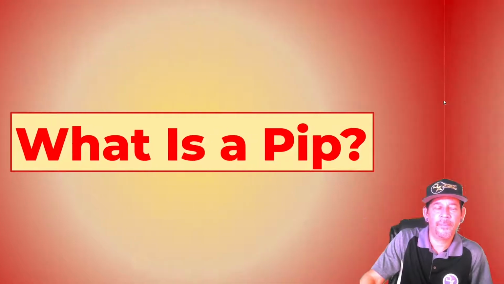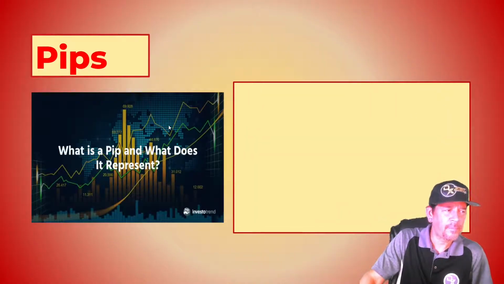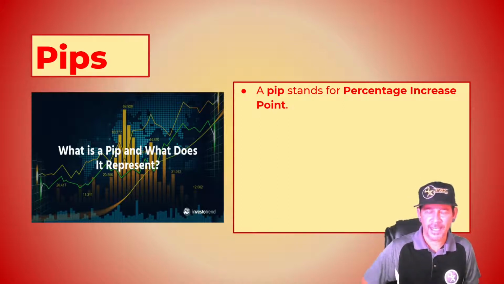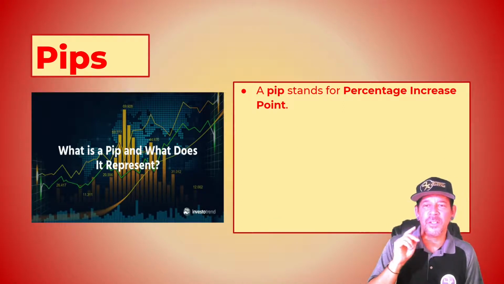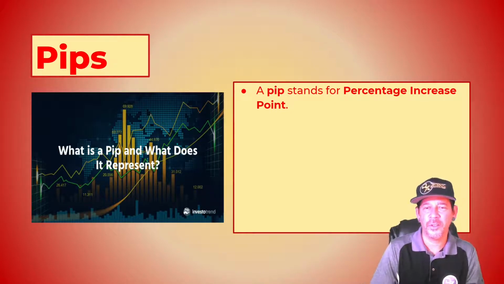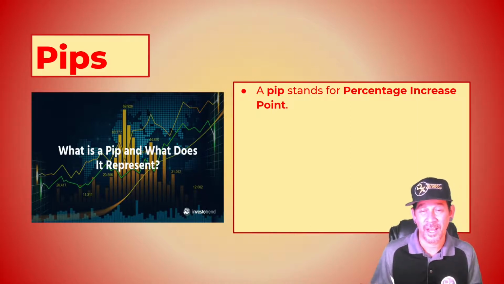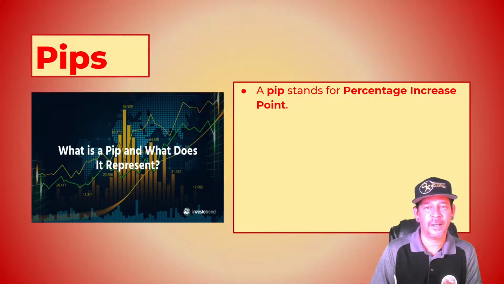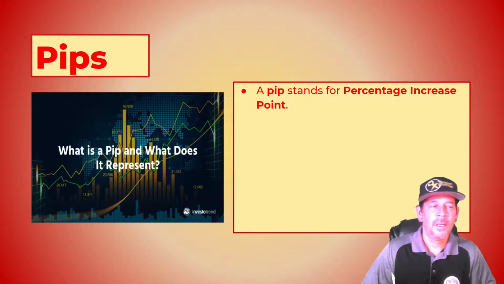So what is a pip? What is a pip and what does it represent? A pip stands for percentage increase point. That is one term definition for it. There's a couple others as well. This is just the one that we use. Now, will you have to know that it stands for percentage increase point? No, you won't. You're always going to hear it as a pip or pips.